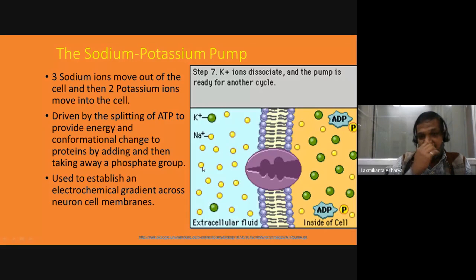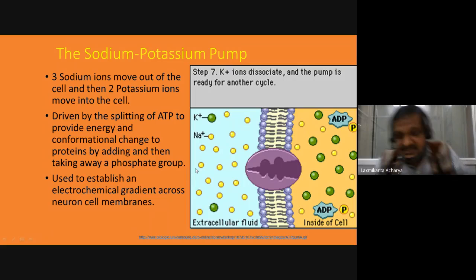See here, the concentration of this potassium ion is less here, and here it is more. Still, it is moving. Similarly, the sodium ions are less here, but still they are moving outside. So this is happening against the concentration gradient.